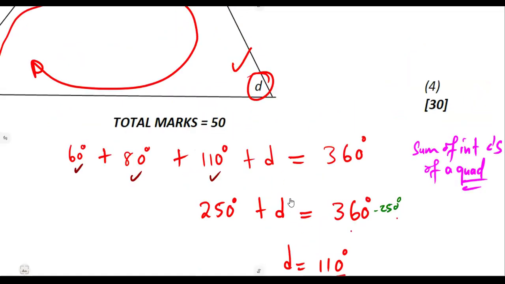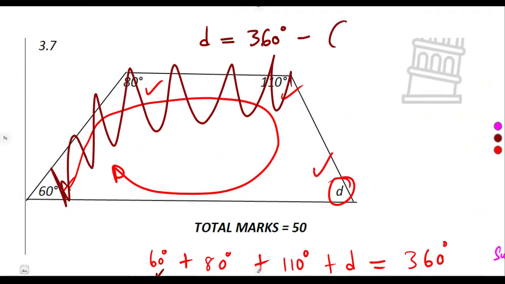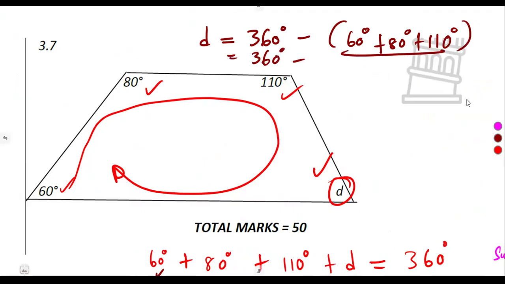Or you could have just written this straightforward. As you see, D is equal to 360 degrees minus, you subtract what? The three angles that you see inside: 60 degrees, the 80 degrees, the 110 degrees combined together. Still, it was going to give us one and the same thing. So this was going to sum up to 250 and subtract from 360. That was going to give us 110 degrees.